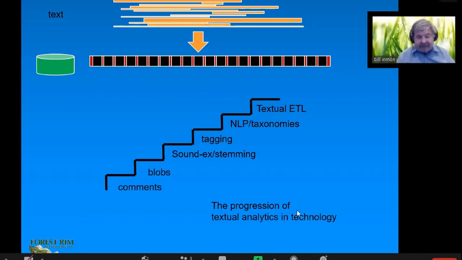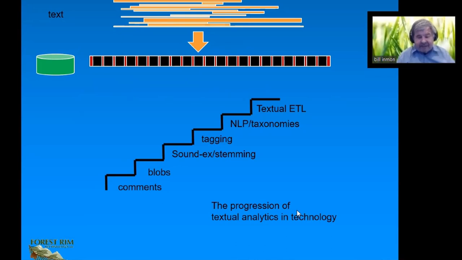Then the database vendors came along with something called blobs. And what is a blob? A blob is something that can accommodate various sizes of text. And so we solved one of the problems of dealing with text, but there's still a lot of problems with blobs. Trying to go into a blob and make sense of it is very difficult.